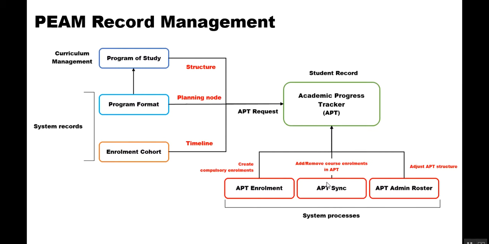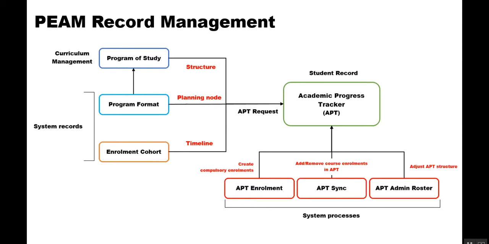APT sync basically takes course enrolments in student records and brings that information back into the APT to identify where a student's enrolled on a course and where they've dropped a course. And then the APT administrative roster is used to make adjustments to the APT structure.